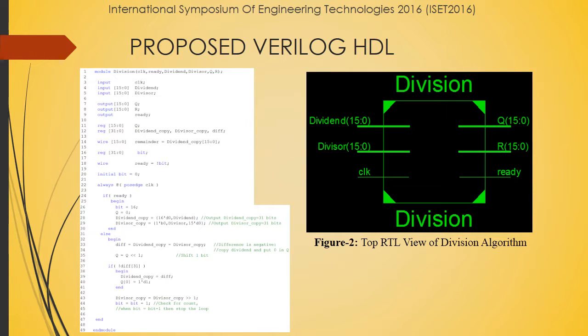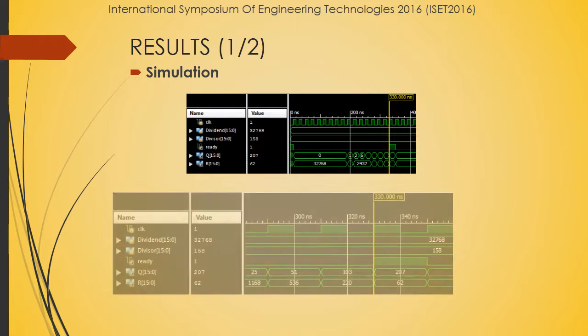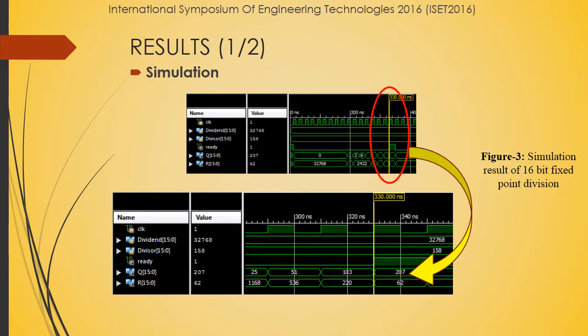The top module connects all of the inputs and produces output as shown in figure 2. The simulation result of the 16-bit fixed point division algorithm is shown in figure 3. It is clearly shown that the system needs 17 clock cycles so that the output for 16-bit input is in the ready state. Ready state here means that the enumeration stage is completed.